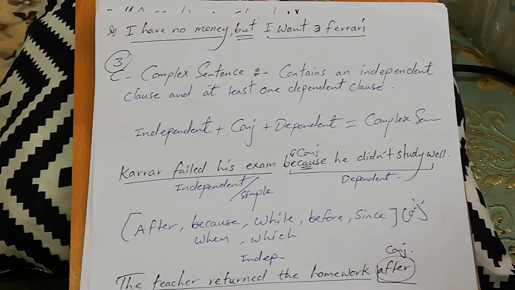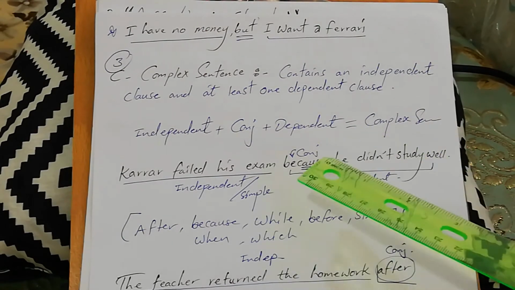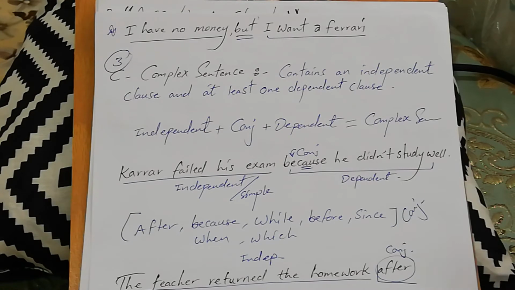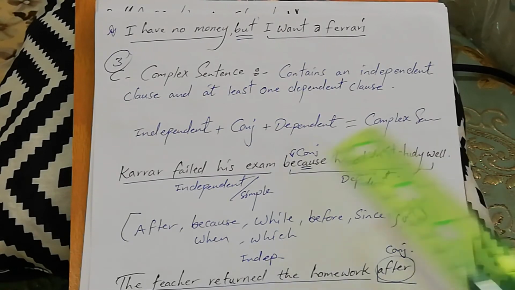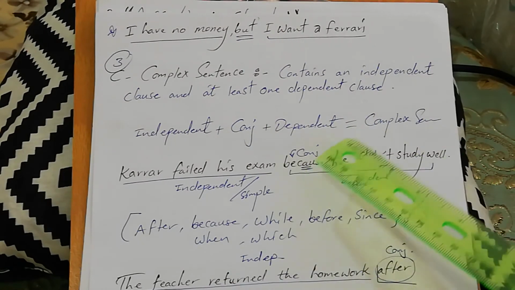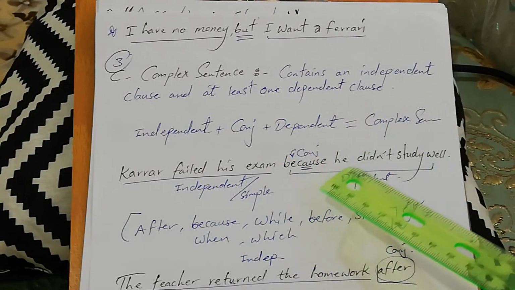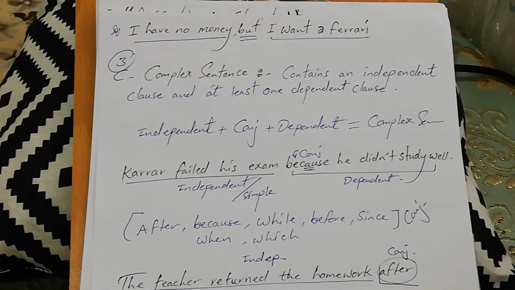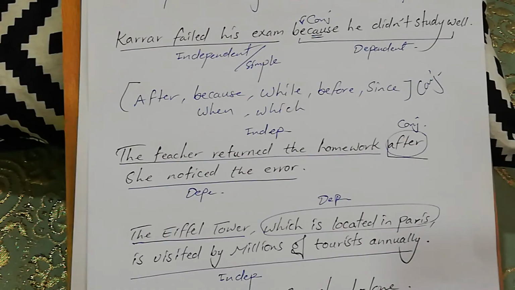But when I say because he didn't study well, يعني هسه تروح للواحد وتقول له because he didn't study well، يقول لك شنو what you are speaking about؟ فما تضيفت complete idea unless you join it with the first part. فهنا because هي conjunction و he didn't study well اللي هي dependent clause. Of course, the conjunctions here are after, because, while, before, since, when, which.